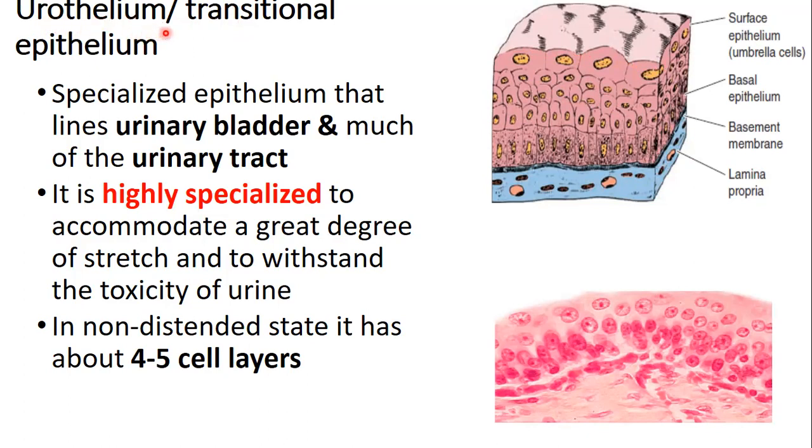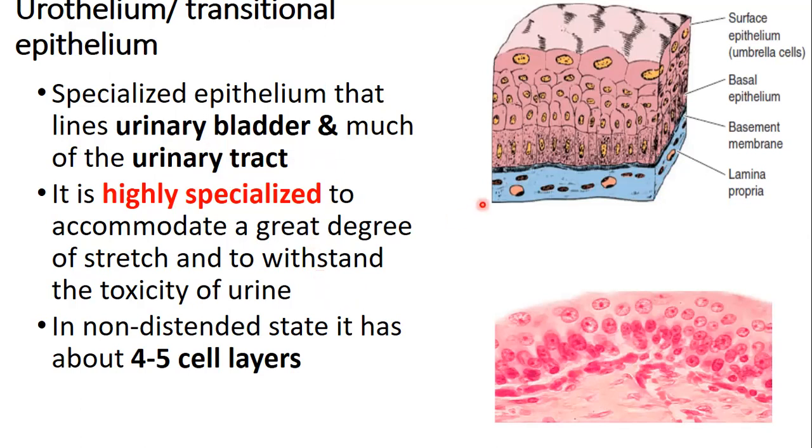Uro means urinary system. Urology is the branch of medicine to do with conditions affecting the urinary system in men. Therefore, we borrow that name from there, urothelium, otherwise known as transitional epithelium. So this is a specialized type of epithelium found only in the urinary system. It covers the inner lining of the bladder and the urinary tract: ureters and urethra. The first part of the urethra is covered in this.